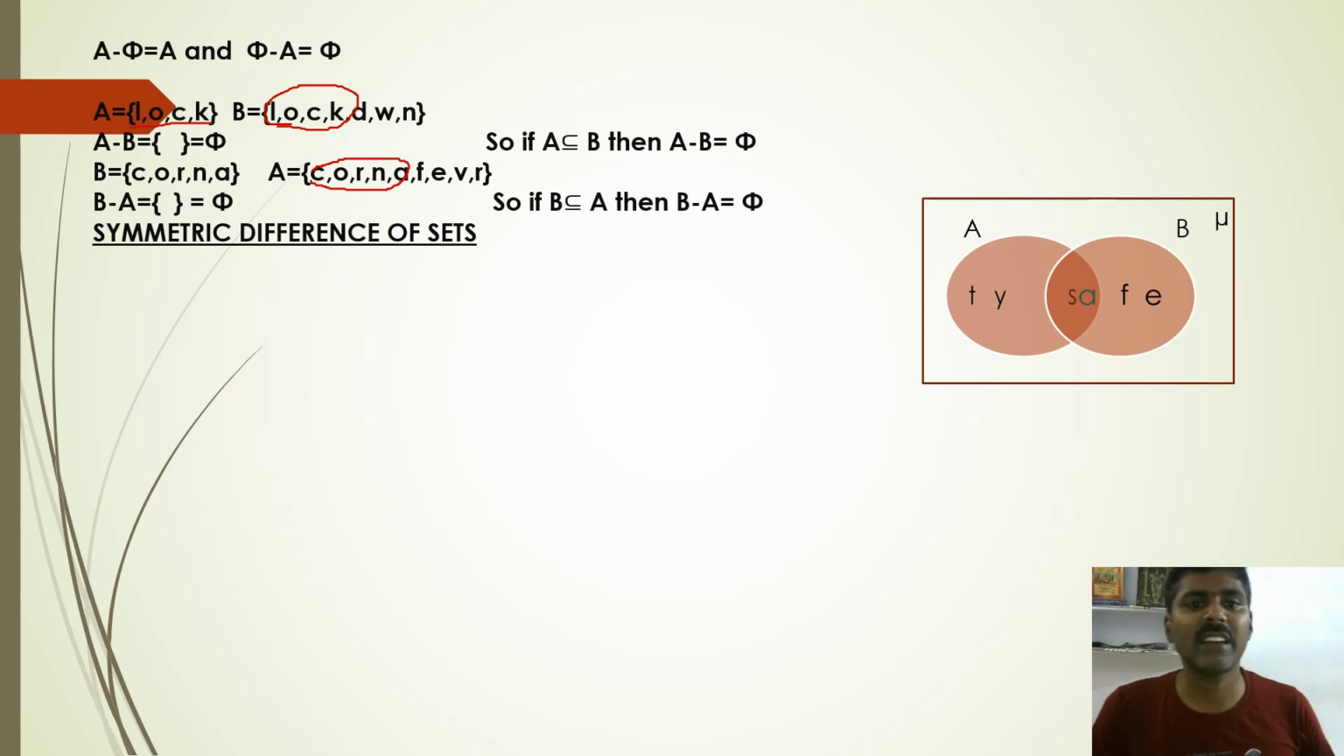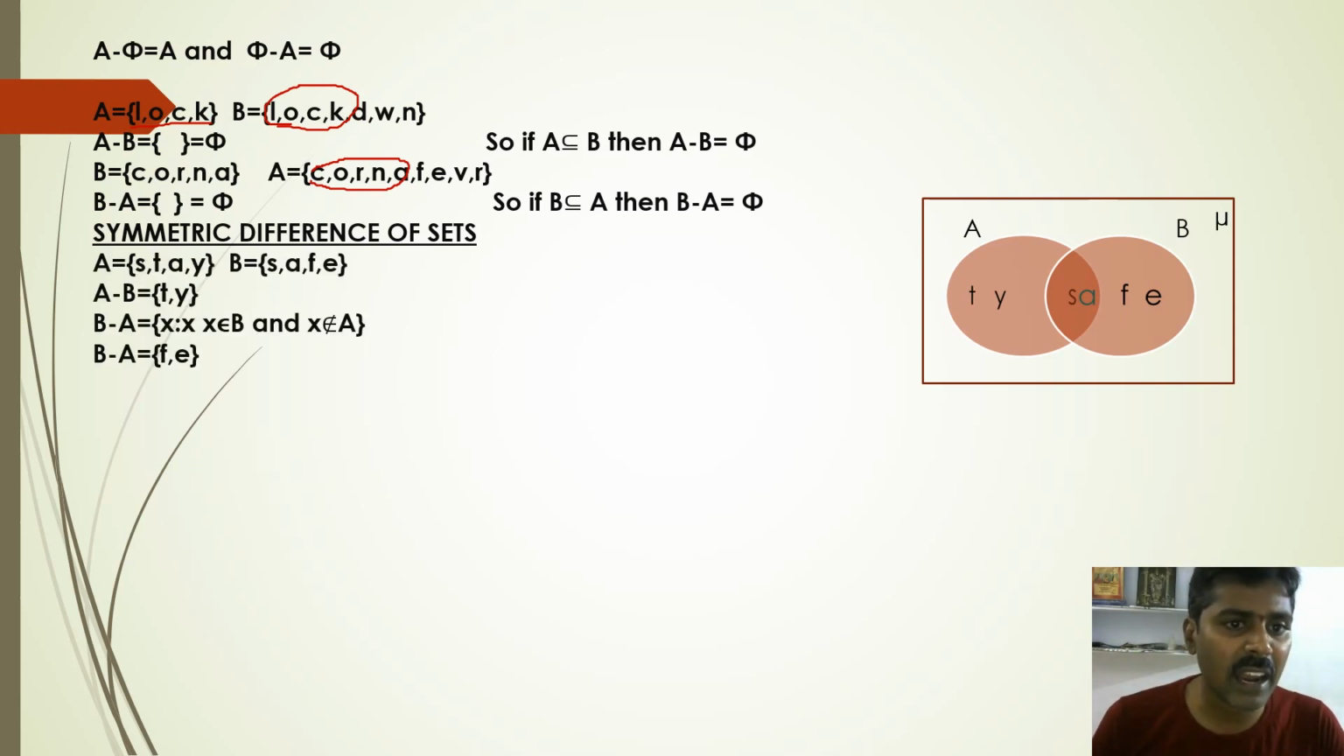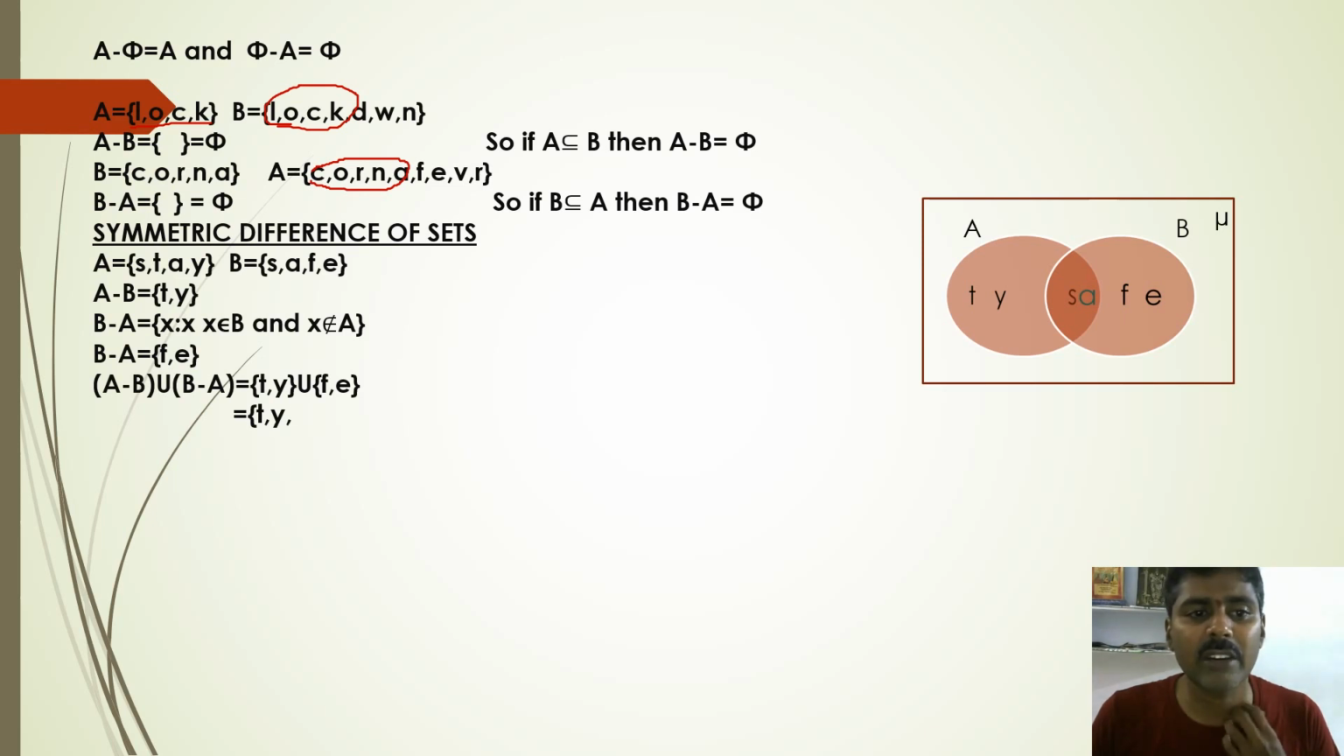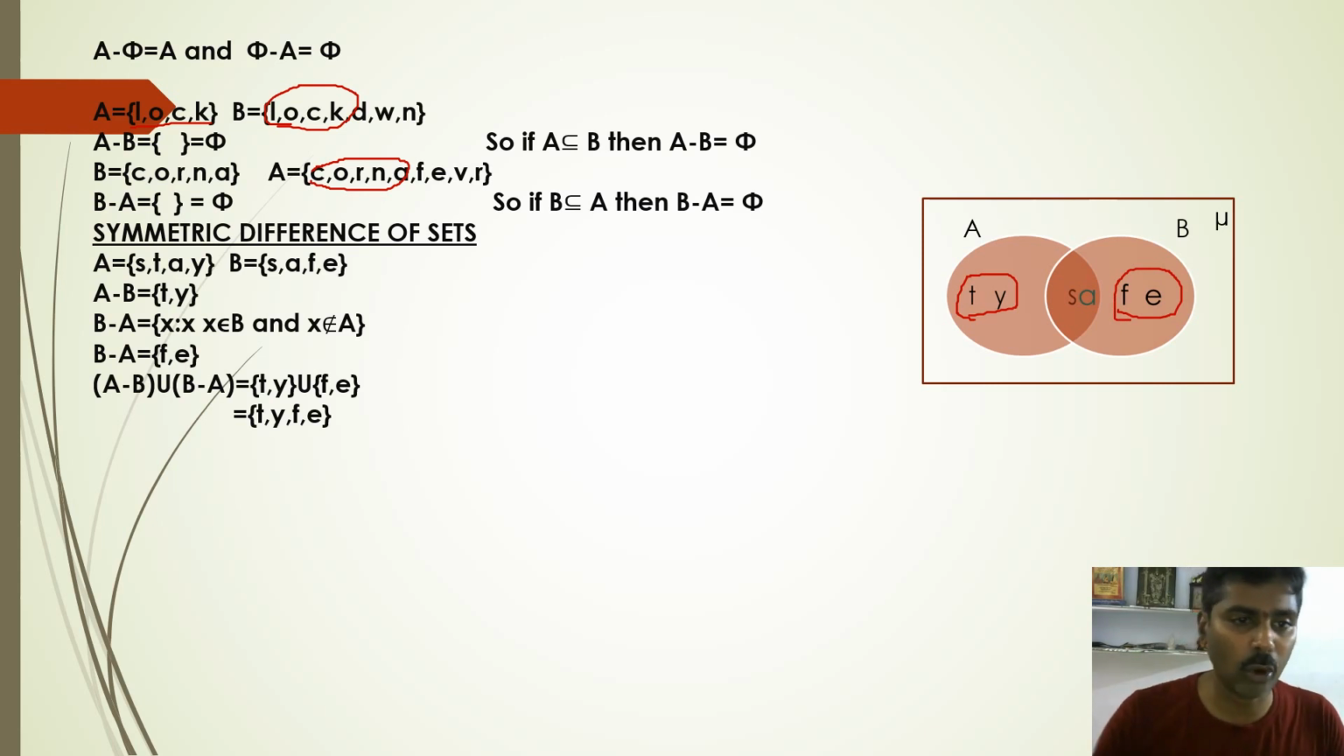And then in difference of sets we have one more, the symmetric difference. Symmetric difference is nothing but, already we have done A minus B and B minus A. If I take their union, A minus B union B minus A, this is called the symmetric difference of A and B. If you observe the figure itself, it will be A minus B union B minus A. The intersection part isn't included.